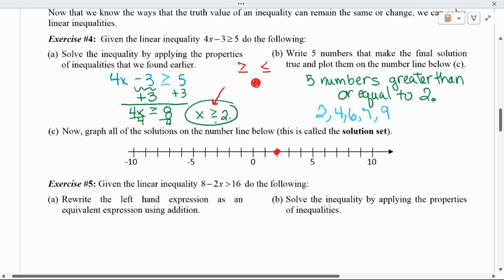And I want all of the numbers that are bigger than or equal to 2, so I'm going to shade to the right. All of the numbers that are greater than or equal to 2, so I shade to the right. And then the numbers that you gave us, let's see, we said the number 2 fell in that solution set, and it does. We said the number 4 fell in that solution set, and it does. We said the number 6 is part of the solution set, and it is. We said number 7 is part of the solution set, and we also said number 9 is.